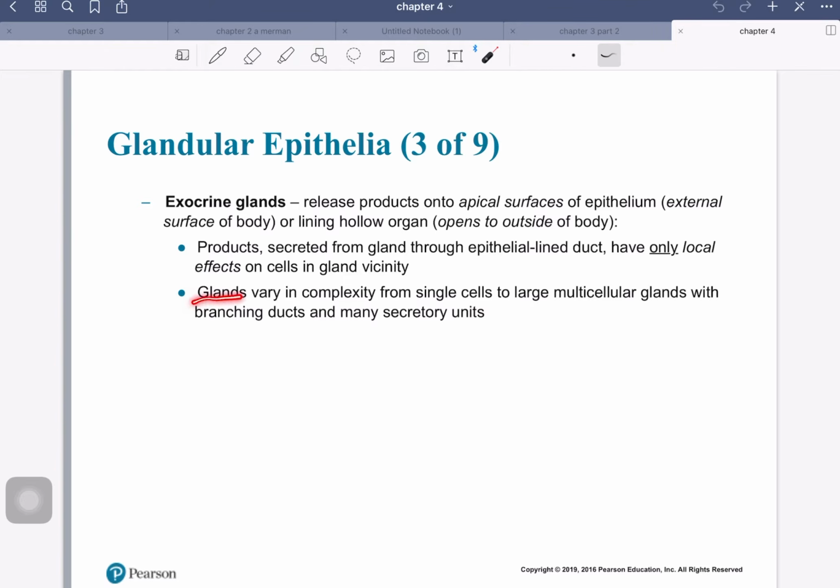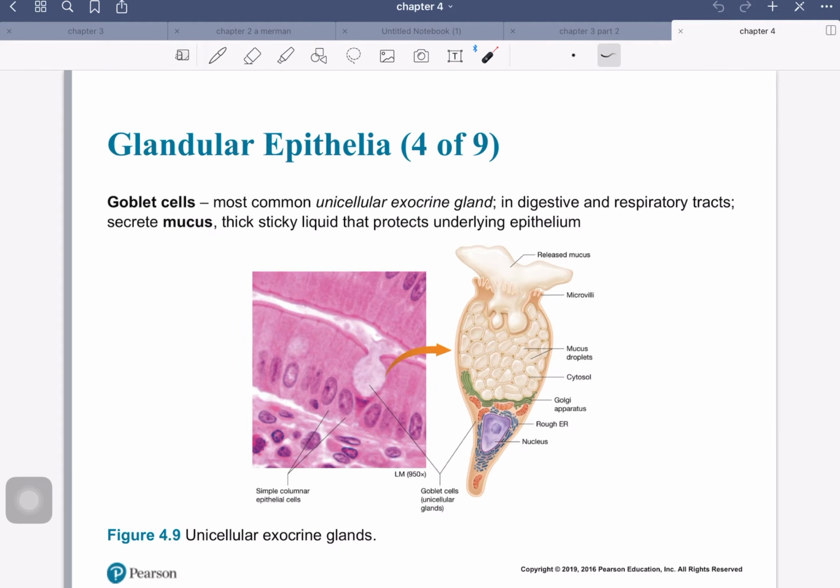Now, the glands can vary quite a bit in terms of their complexity, from a single cell to large multicellular glands with a whole number of branching ducts and many secretory units. So we can go from very simple to very complex appearance of these exocrine glands. Now, one of the cells that we can talk about associated with this are goblet cells, and we actually talked about goblet cells very briefly in a previous video. We had a look at them in a certain tissue. This is the most common unicellular exocrine gland.